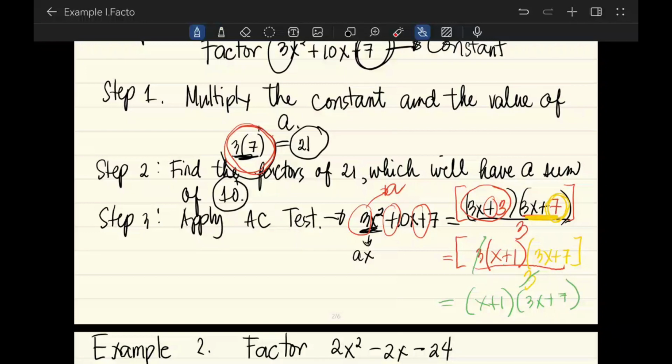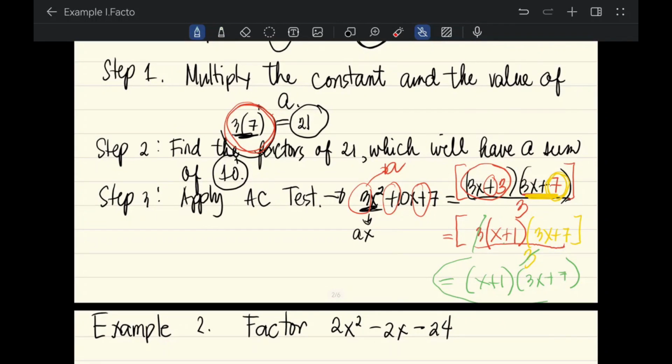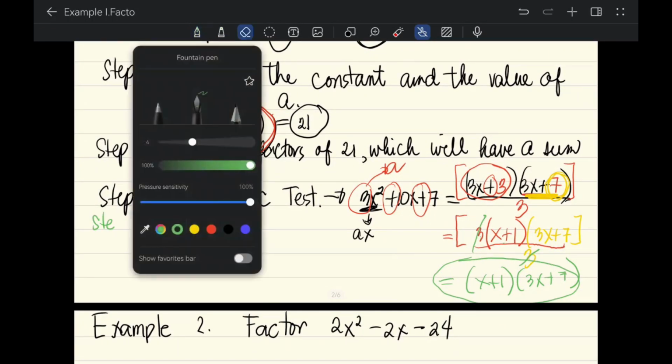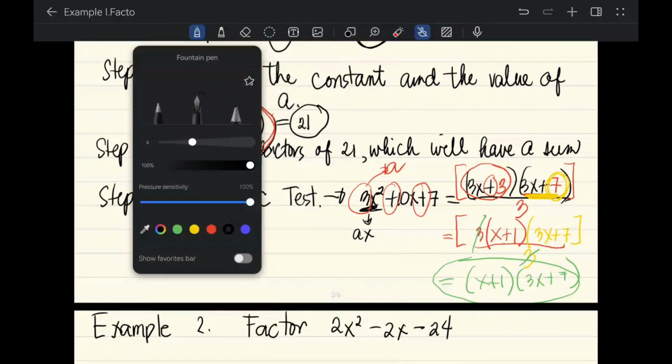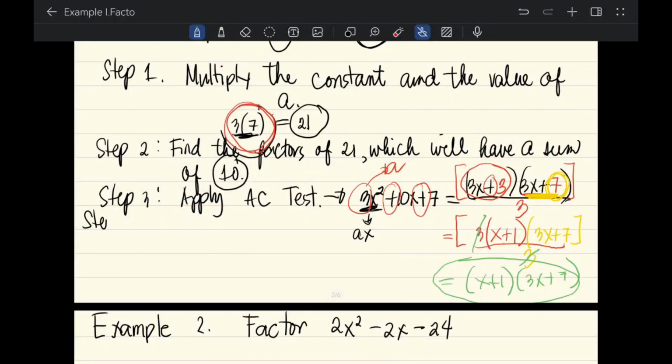Okay. Now, if we are going to check this, we are just going to multiply. Step 4, the checking part. x plus 1 times 3x plus 7. Now, in checking, we can use the FOIL method. So first, x times 3x, that is 3x squared.